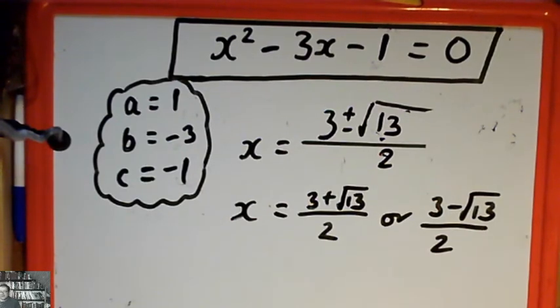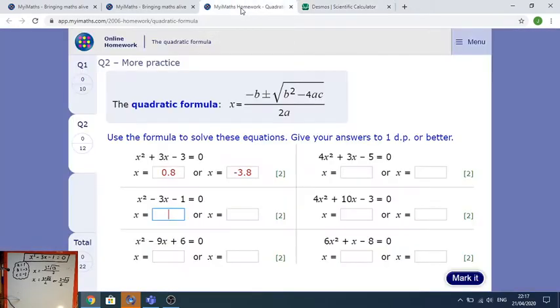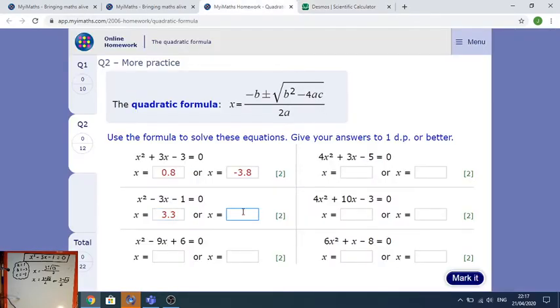Okay, I'm going to get over to my scientific calculator now. So I've already punched in the first one, 3 plus root 13 over 2, which gives me about 3.3. So let's put that in: 3.3. And then to get the other value, I've just got to change the plus for a minus on the calculator. Don't have to do any more work. And then that gives me minus 0.3 to the nearest one decimal place. So over to the iMaths, minus 0.3. And then we can go on to the next question.